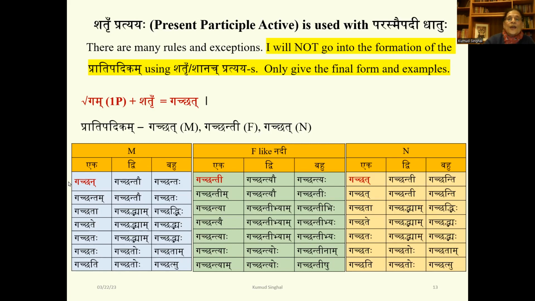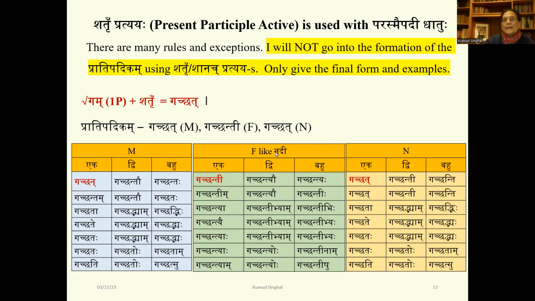The forms you really have to remember are Gachan and Gachantam. If you remember these two forms for now, that is good enough. These are the forms most often used, like Gachan or Pathan, so you will see them more often. Ekavachanam, singular, will be Gachan, and Bahuvachanam, Prathama Vibhakti, will be Gachantaha. Similarly, you should remember this form, Ekavachanam, Gachanti. And here it is Gachat. So in the neuter case, if you decline this Pratipadikam, this will be the form Gachat.